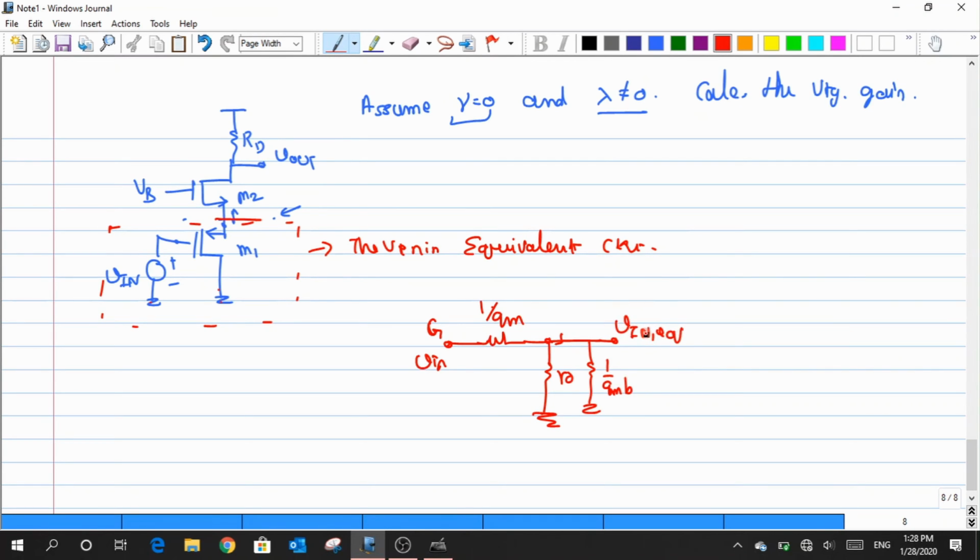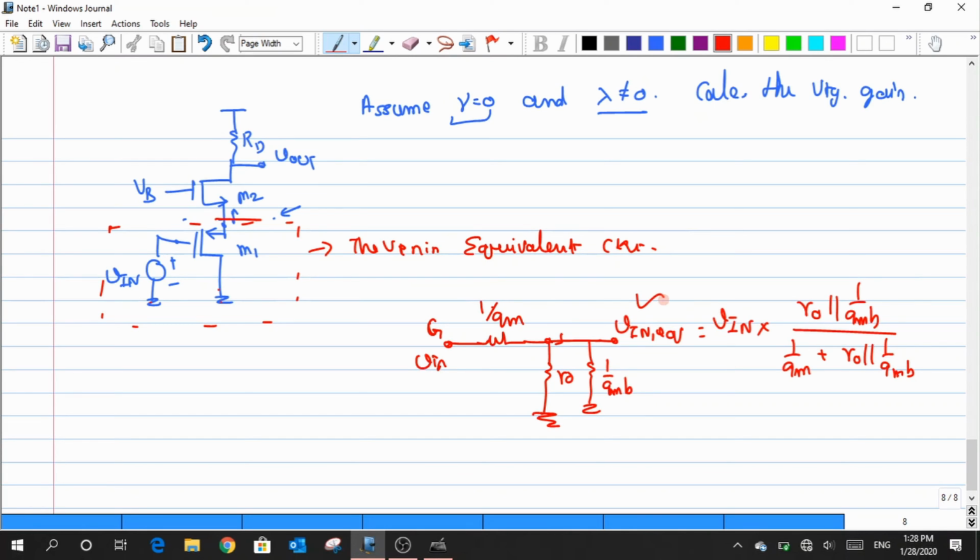Yeah, so the V in equivalent is nothing but this resistance, or V in into this impedance, which is R naught in parallel with GMB, divided by 1 by Gm less. Okay, so now that I have got this equivalent voltage, Thevenin's equivalent voltage, how will I extract the Thevenin's equivalent resistance? Yeah, but we know the answer for it. I'm looking into the source, that's it.